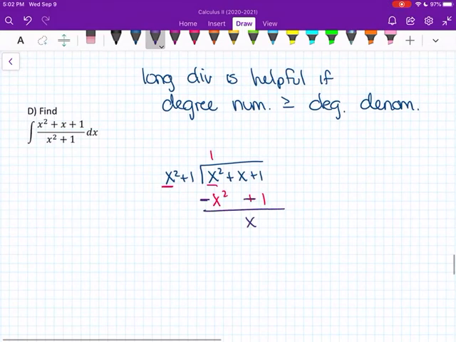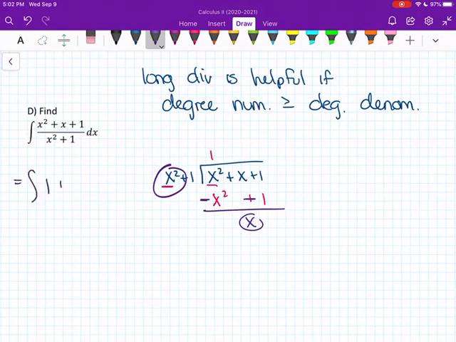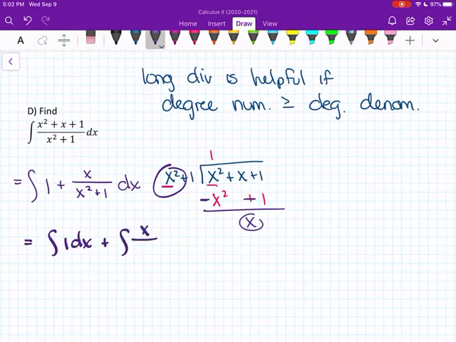and my remainder is x, and I know it's a remainder because I can't multiply this by anything to get to x. So then I get that my new integral is 1 plus the remainder, x, over the original denominator, x squared plus 1 dx. So I can split that up into 2 integrals, 1 dx plus x over x squared plus 1 dx.